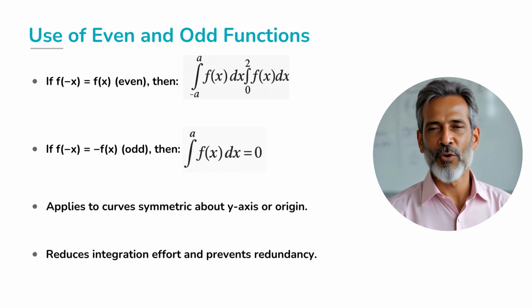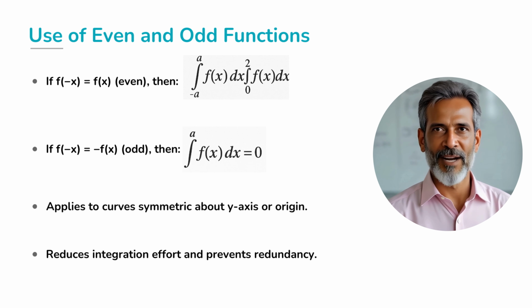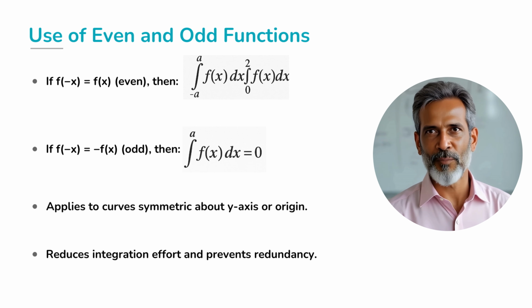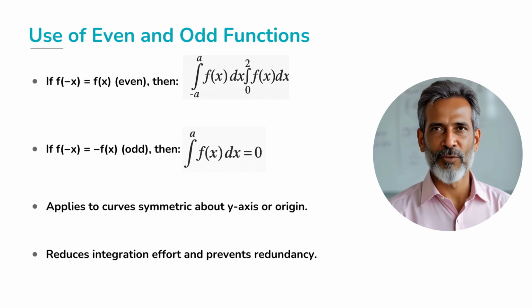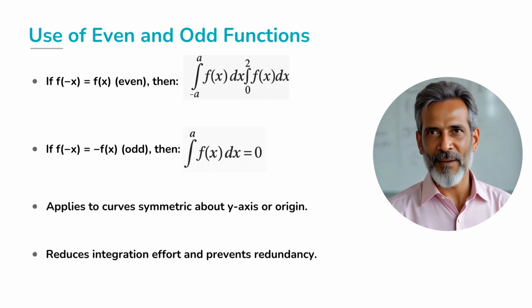Now here's a powerful shortcut: symmetry. If a function is even, meaning f of negative x equals f of x, then the area from minus a to a equals 2 times the area from 0 to a. For example, the parabola y equals x squared. If a function is odd, meaning f of negative x equals minus f of x, then the integral from minus a to a is 0. For example, the cubic y equals x cubed, where the positive and negative parts cancel out. So, symmetry can cut your work in half, or sometimes eliminate it completely.